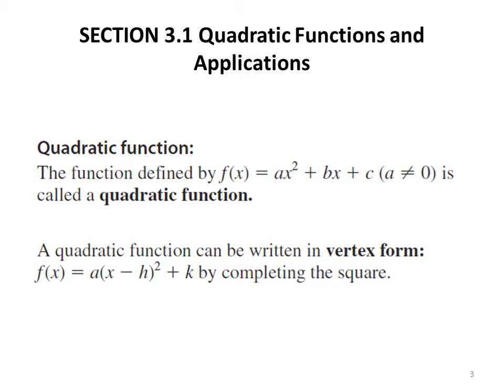Of course, a, b, and c are real numbers. The real coefficient a does not equal 0. This is called a quadratic function. We like to write quadratic functions in what we call the vertex form, and the form is f of x equals a times x minus h squared plus k. And we can do this by completing the square. We do this because this form will give us the vertex. We will see what the graph of a quadratic function is, and from this form we can find the vertex and the axis of symmetry for the graph, which we will call a parabola.